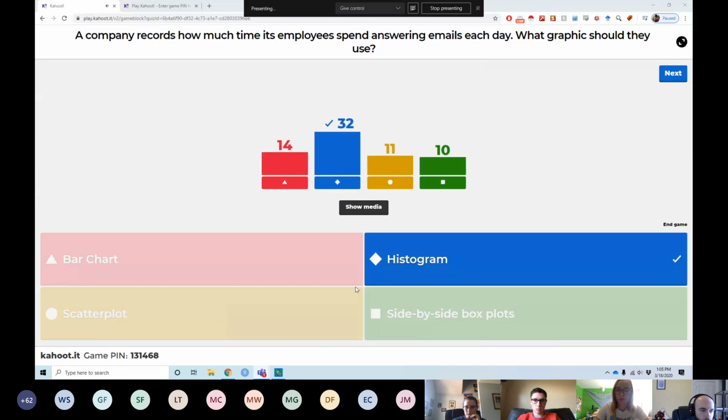So which graphic do we want to use? It all depends on what type of variable we're recording. How much time somebody spends answering emails, the amount of time someone spends, is quantitative. So a bar chart is only used for a categorical variable, so you can rule that one out. If they were looking at whether they answered their emails or not, then we could use a bar chart. But since we're dealing with a quantitative variable, we can cross that one out.